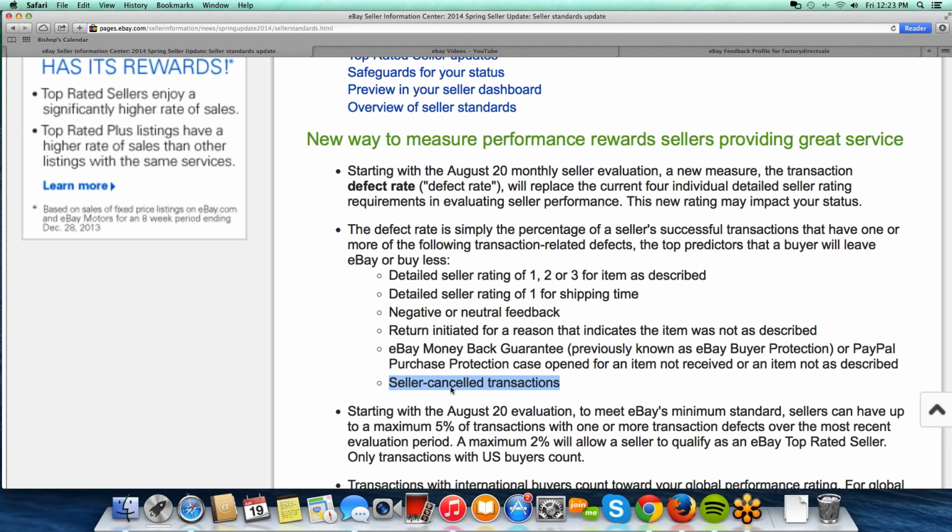You know, your supplier isn't going to get it back in because it's been discontinued. It's nowhere else on the internet. You can't find it anywhere. You have to cancel the transaction, and you're going to get a defect for that. Now, the problem with that is, guys, the standard here is 5%.